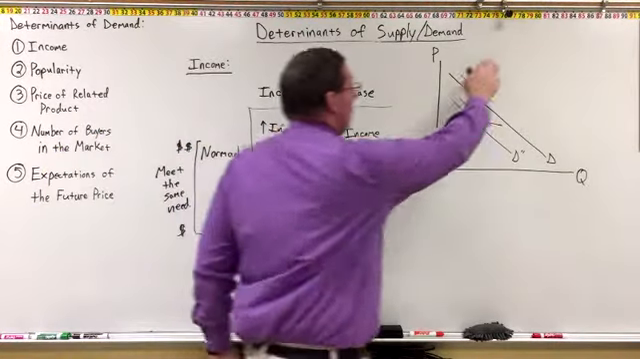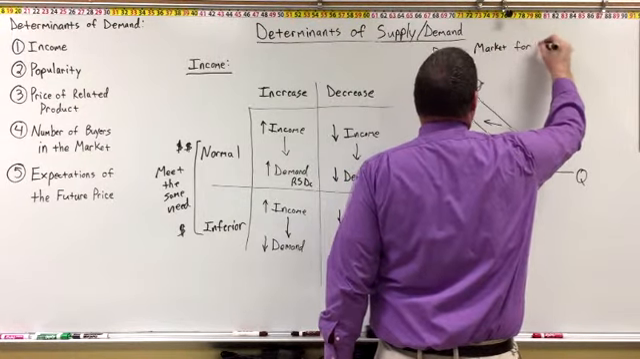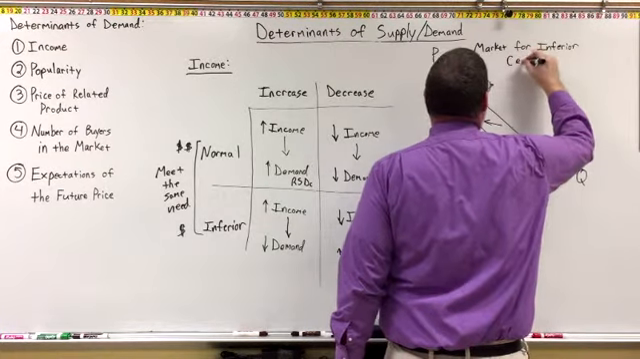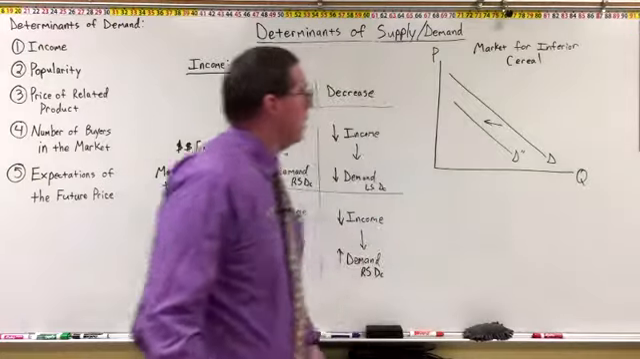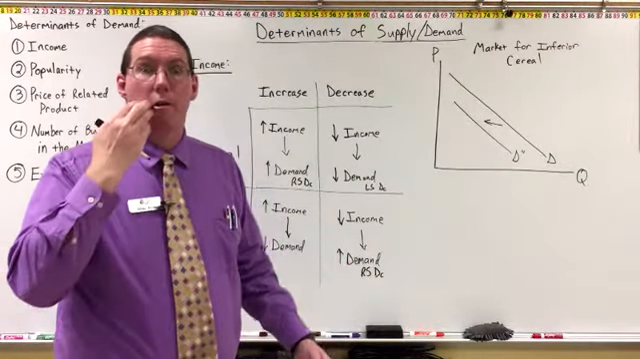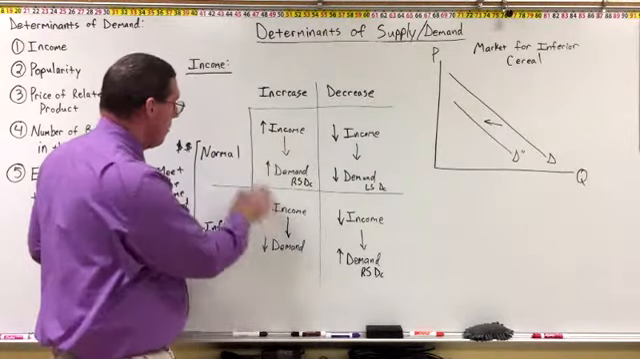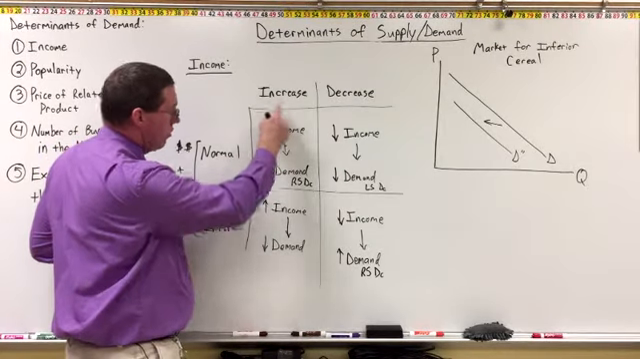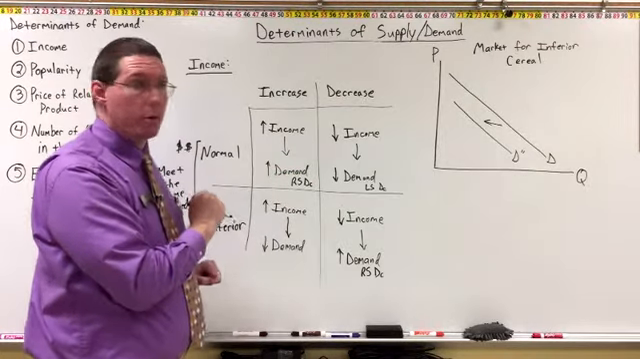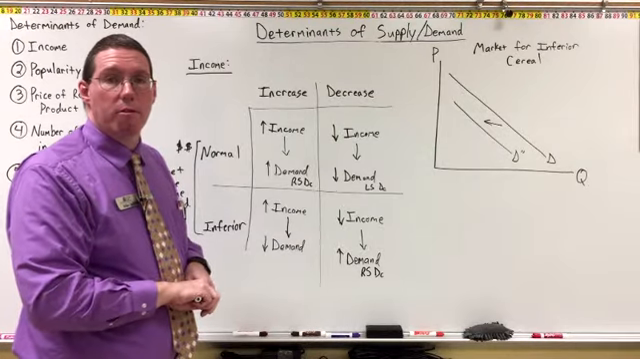So if this is the market for inferior cereal, and the economy gets really good, lots of people have more money, then they'll stop buying the inferior cereal and they'll buy more of the normal. So income increases, demand goes down for the inferior, and demand goes up for the normal. Okay? And so I think that's all I have to say about income. And now we'll move on to the next determinant.